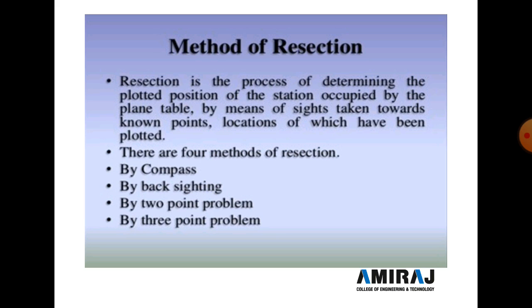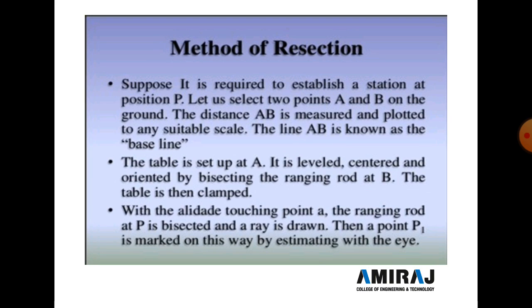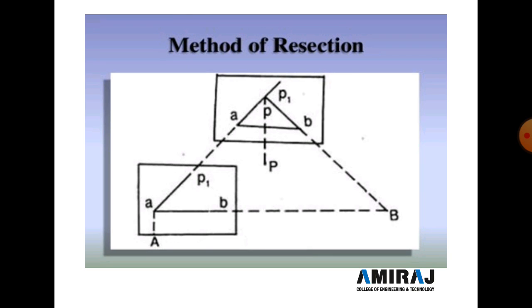Now the next method is the methods of resection. Resection is the process of determining and plotting the position of the station occupied by the plane table by means of sights taken towards known points, the location of which has been plotted. There are four methods of resection. First is the compass method, second is the backsight method, then the two-point problem, and the three-point problem. One by one we discuss them. So we start with the methods of resection.